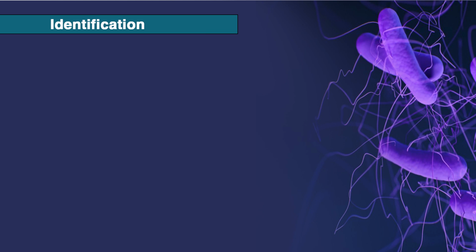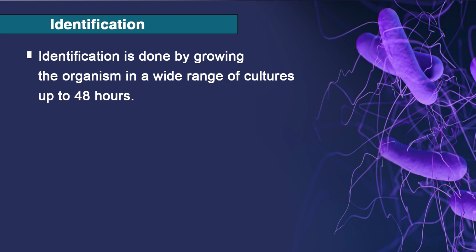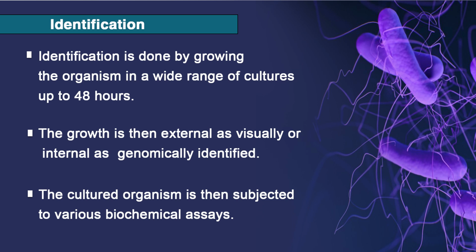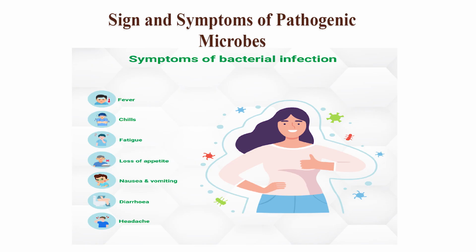Now, the identification of microbial pathogenicity. Typically, identification is done by growing the organism in a wide variety of cultures, which can take up to 48 hours. The growth is then examined visually or genomically identified. The cultured organism is then subjected to various biochemical assays to observe the reactions to help further identify species and strain.